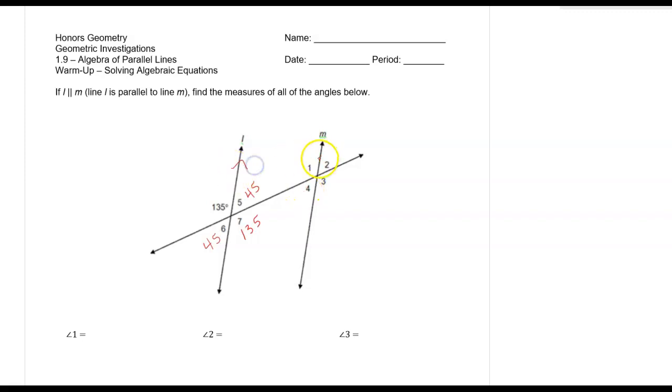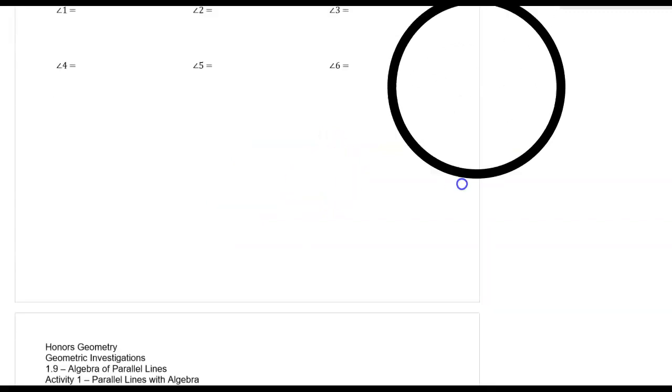Since L is parallel to M, I can use corresponding angles. So 135 is the same measure as angle 1, and angle 2 is 45. 45, and we have 135.